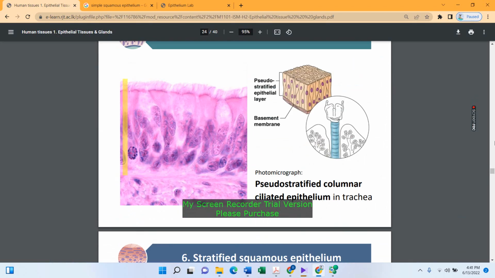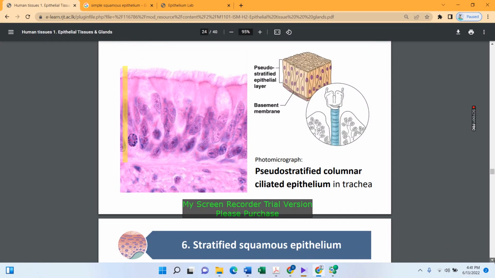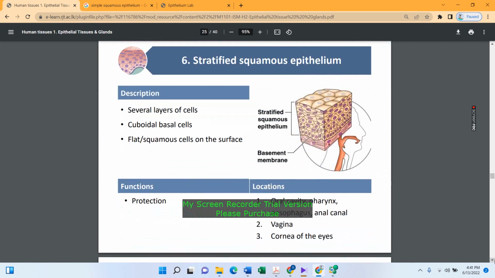Stratified squamous epithelium is several layers of cells. We are done with simple squamous epithelium. Now we are going to move to stratified squamous epithelium. Stratified means several layers of cells: cuboidal basal cells, with flat squamous cells on the surface.